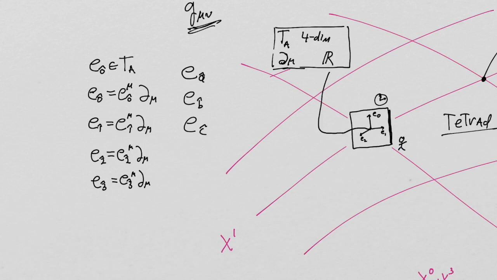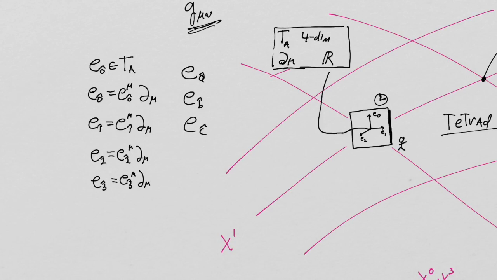But when those Latin letters get converted into actual numbers, then the hat really helps us out because it distinguishes between the space-time indices and the tetrad indices. You can never sum space-time indices with tetrad indices. You can only sum space-time indices with other space-time indices.